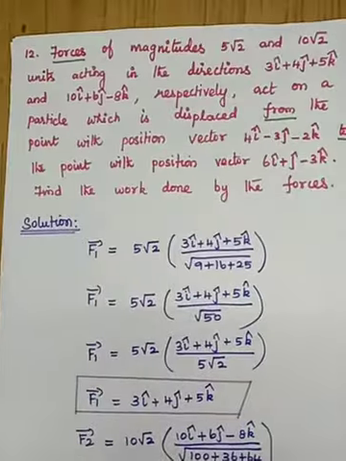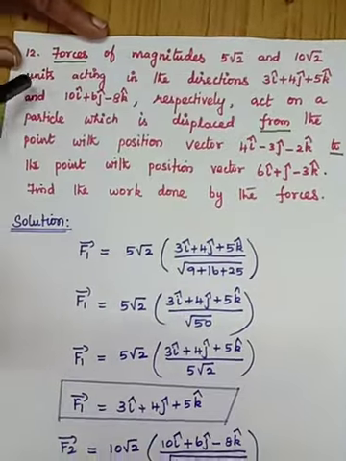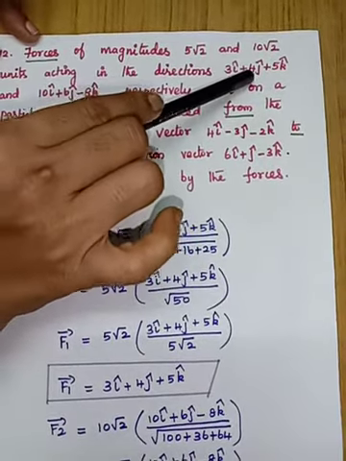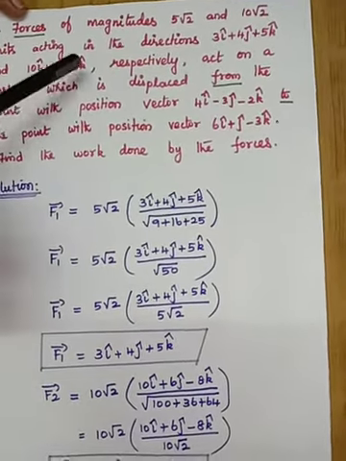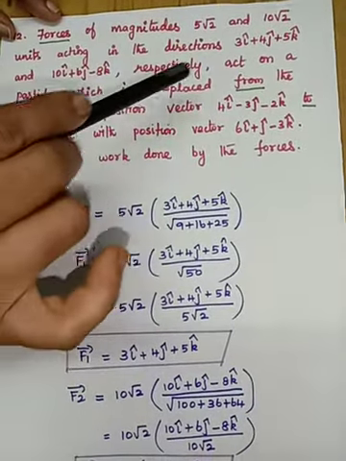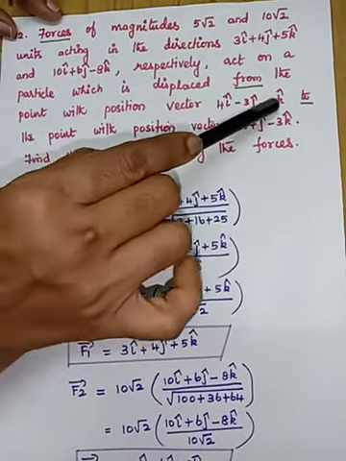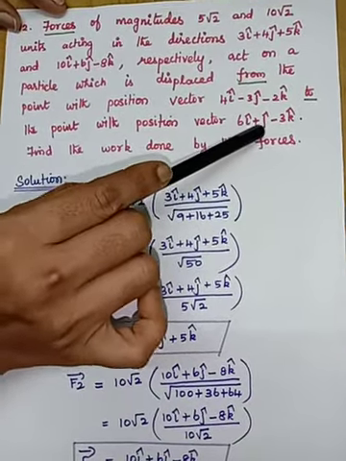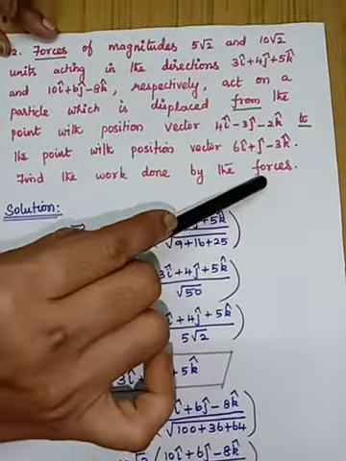So we'll see the next problem. Forces of magnitudes 5 root 2 and 10 root 2 units, acting in the directions 3i cap plus 4j cap plus 5k cap and 10i cap plus 6j cap minus 8k cap respectively, act on a particle which is displaced from the point with position vector 4i cap minus 3j cap minus 2k cap to the point with position vector 6i cap plus j cap minus 3k cap. Find the work done by the forces.